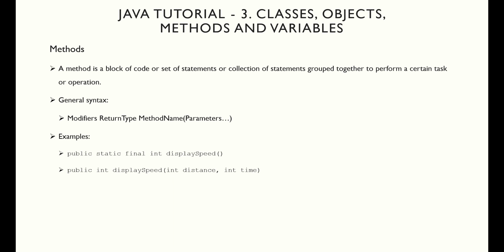The types of methods are static, instance, abstract, etc. We will see them in detail in later videos. Methods also serve the purpose of code reusability and code optimization.